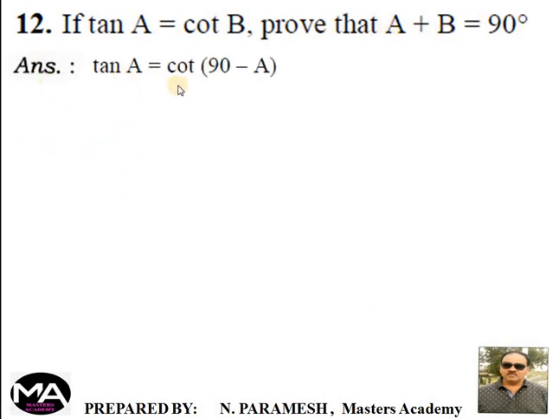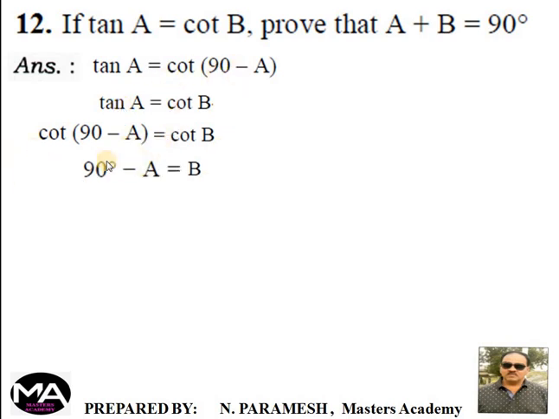Answer: tan a is equal to cot of 90 minus a. Substitute in the given problem, tan a is equal to cot b. In place of tan a, substitute cot of 90 minus a is equal to cot b. Cot gets reduced. 90 degree minus a is equal to b. Therefore, minus a shifted to the other side, a plus b is equal to 90 degree.